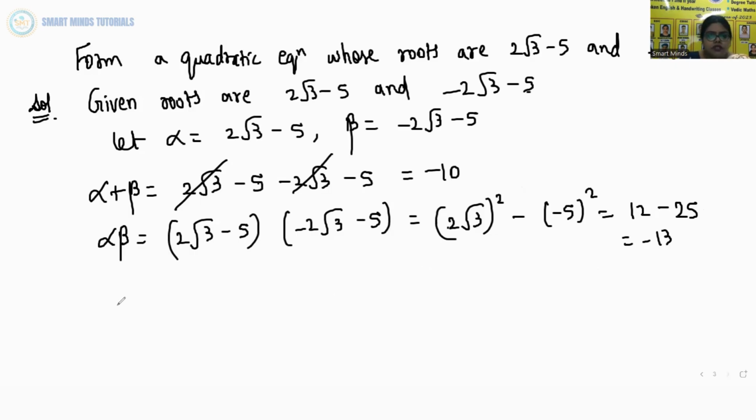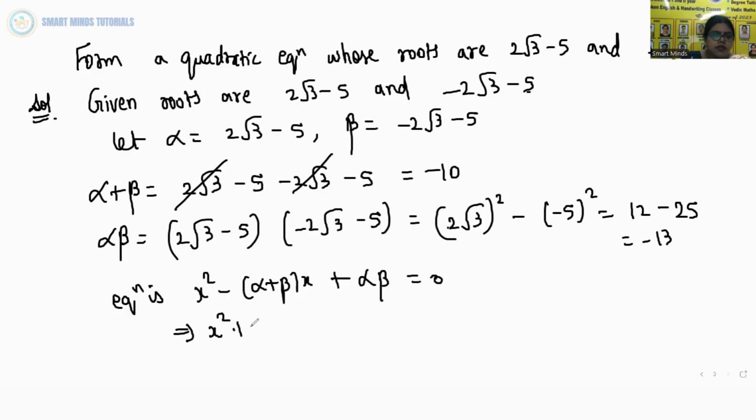So the equation is x square minus (alpha plus beta) into x plus alpha beta is equal to 0. So that is x square plus 10x minus 13 is equal to 0.